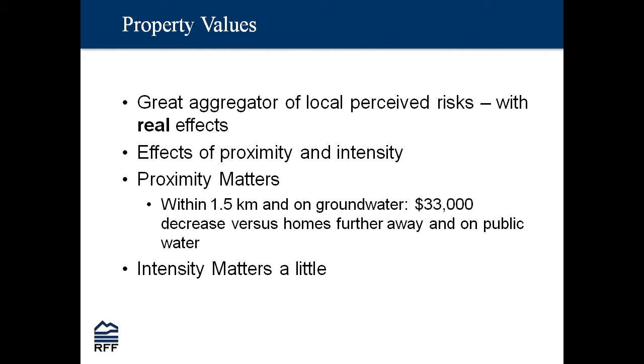So what do we find? We looked at the effects of both proximity of a house to a well pad as well as intensity, so how many well pads are around. And what we found is that proximity really matters. So if you're within 1.5 kilometers of a well, and you've sold your house, and you're on groundwater, so you're on well water as your source of drinking water, you get hit with a $33,000 penalty relative to homes that are further away and at the same time are on public water. So you actually need both of these things to create such a big discount on the home.